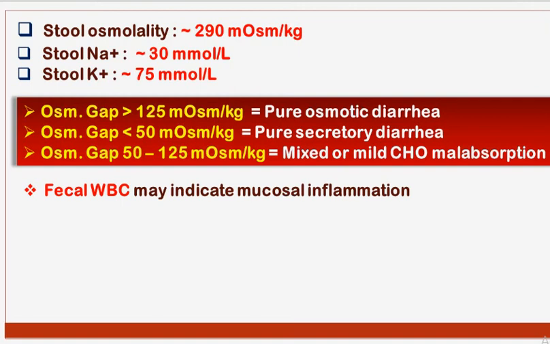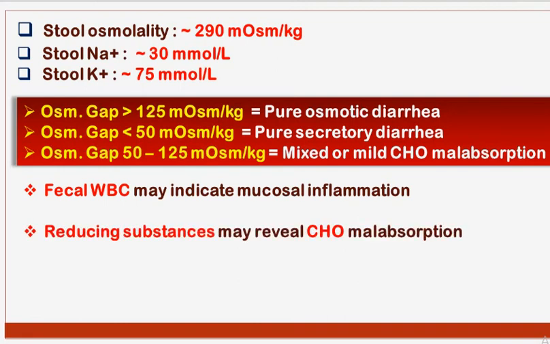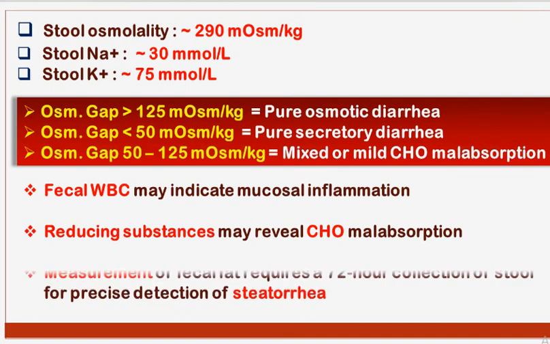Again, in the stool examination, the presence of fecal white blood cells is very important, and reducing substances also may reveal carbohydrate malabsorption. Presence of reducing substances means the organic acid, which is the carbohydrate, is not absorbed, so it will be present in the stool. It's called a reducing substance.